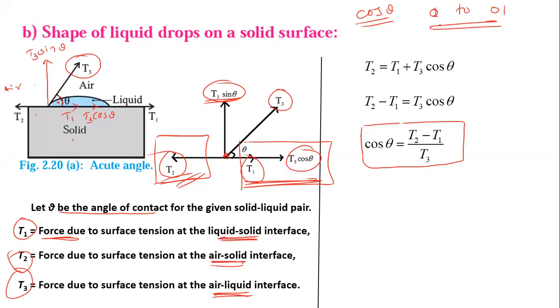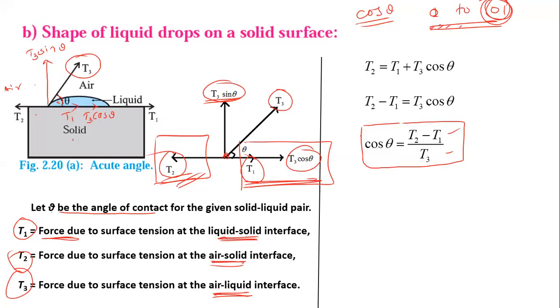Okay, so this much should be clear. If cos theta has a value 1, it means the numerator and denominator must be the same. If cos theta is equal to 1, it means T2 minus T1 divided by T3 must be equal to 1. Then only cos theta is coming 1. Otherwise it is very difficult.